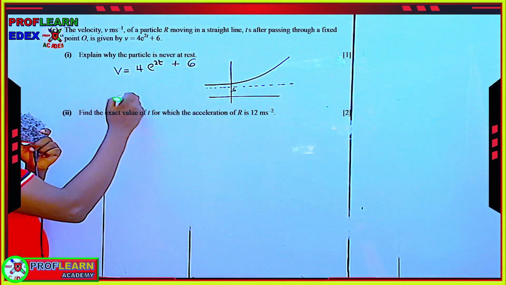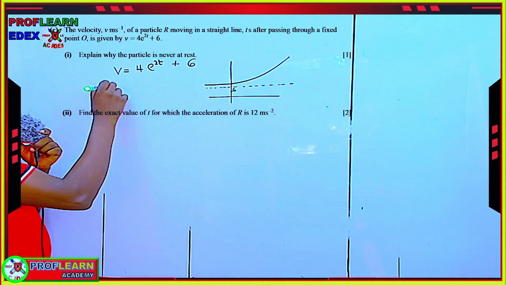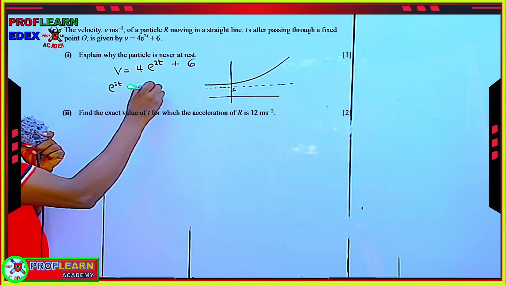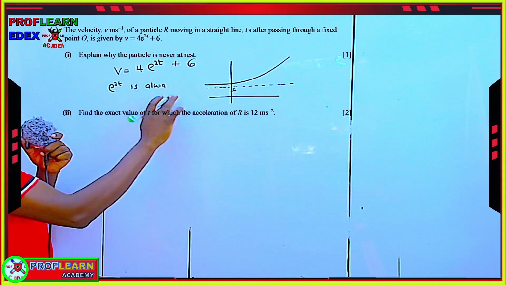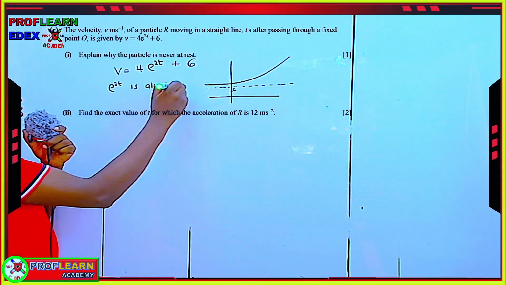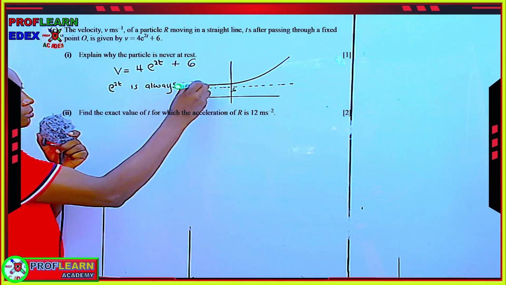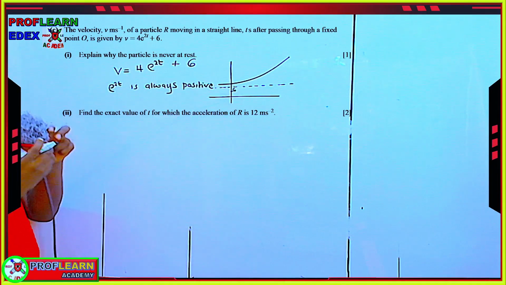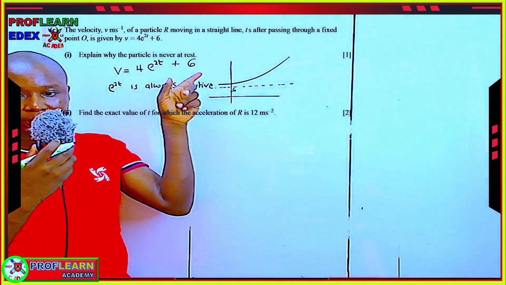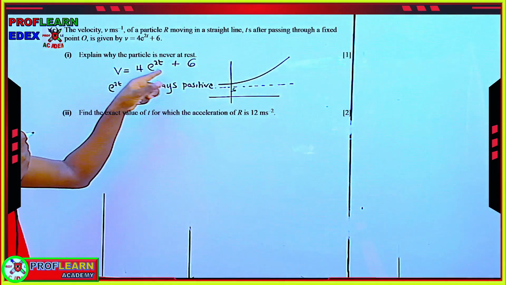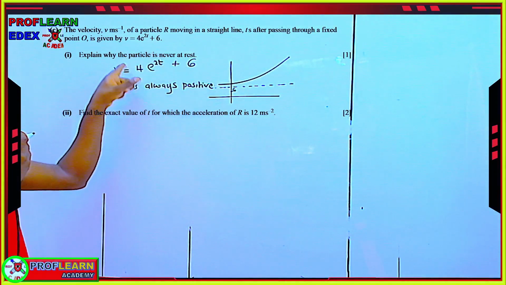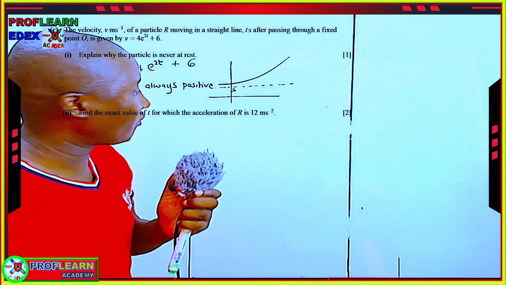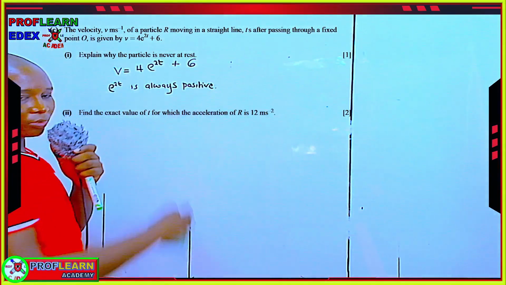Now, something you are supposed to mention here is that e to the t is always positive. So there's no point where this will ever be 0, because this is 6 and this value is always positive. Then this particle will never rest at any given point. So this is the reason you want to give that.